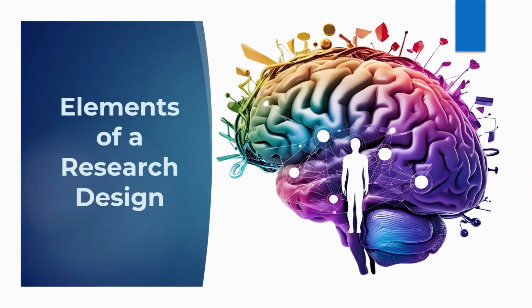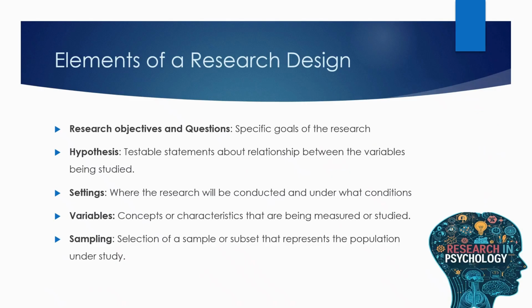Let's now see what are the different elements of a research design. The first element, as we have all studied in the methods or process in a research, is similar to that. And what is it? A research objective and questions, or the problem which is under study. The research objective will have specific goals of the research. What exactly is the research wanting to find out? What is the aim of the research? Why are we doing it? That's the research objective and the questions which would be answered by the research.